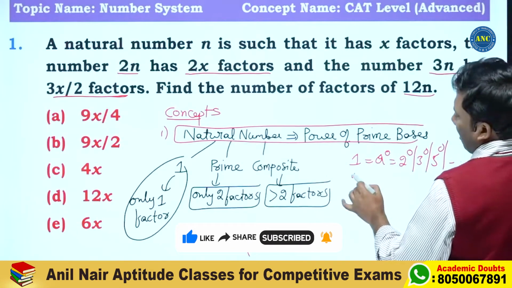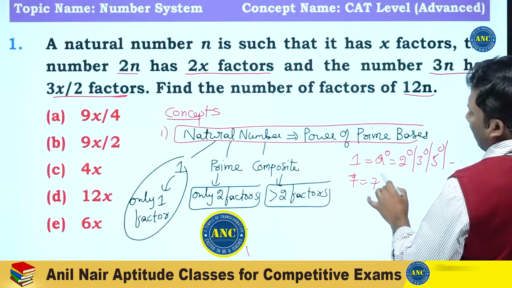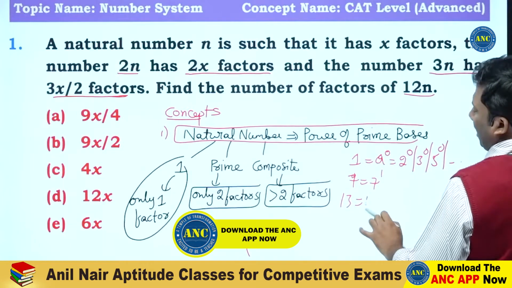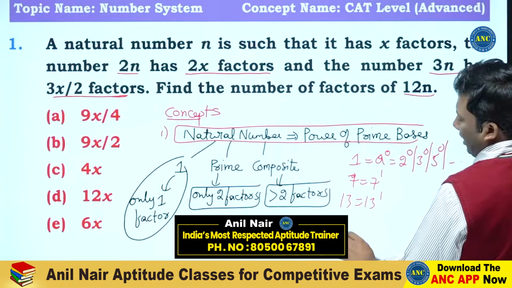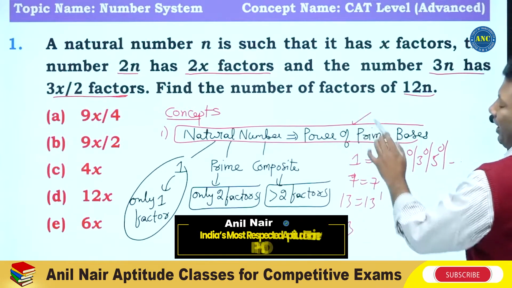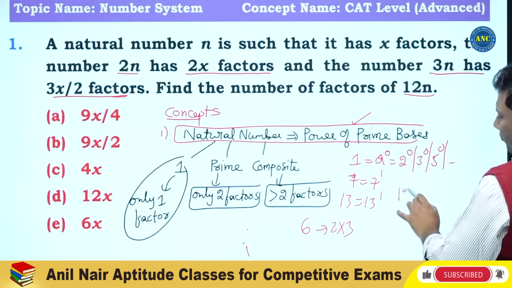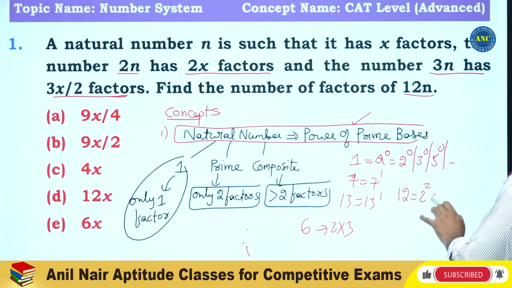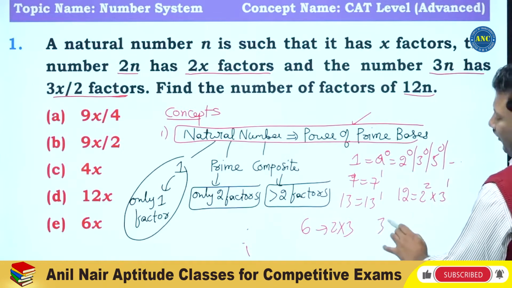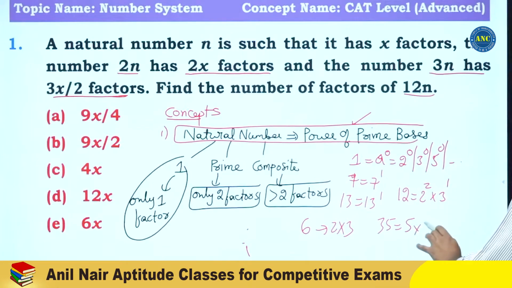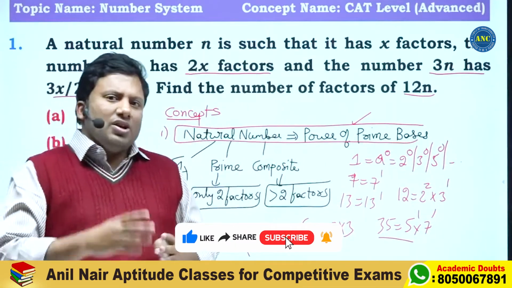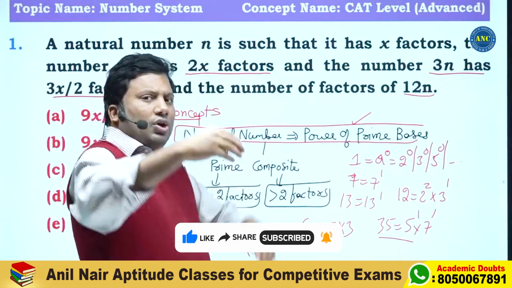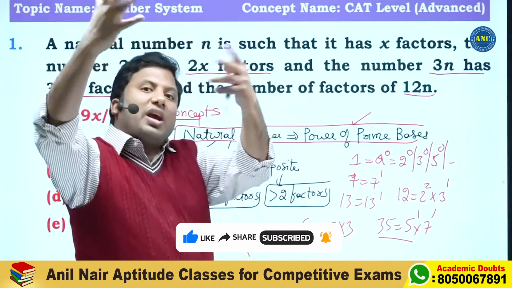Suppose it is 7, 7 can be written as 7 power 1. 13 can be written as 13 power 1. If it is a composite number, 6, it can be written as a power of prime bases, 2 into 3. If it is 12, 2 square into 3 power 1. If it is 35, it is 5 into 7. So definitely a composite number can be subdivided, see, any composite number, you should keep on dividing until you cannot divide.